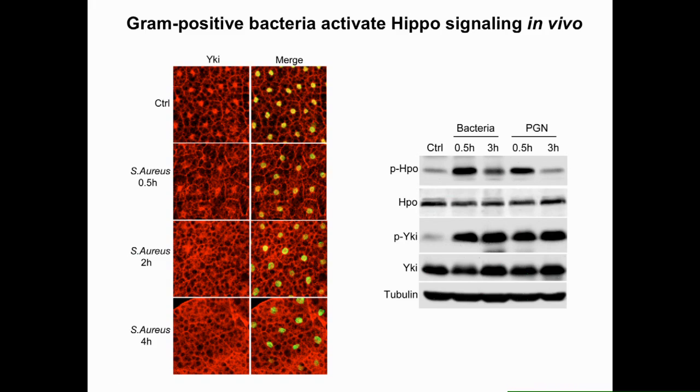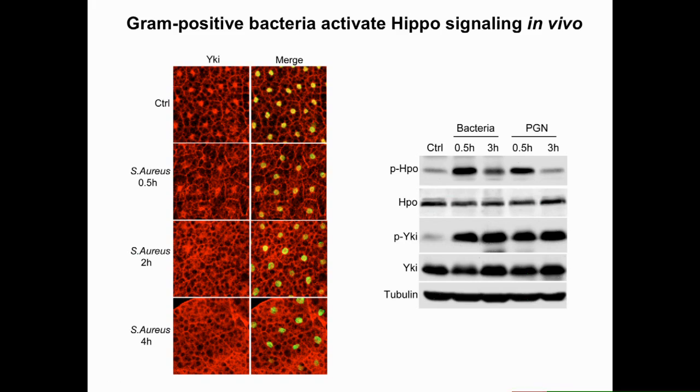I should mention that while there are many upstream regulators that have been implicated to regulate the Hippo core kinase cascade from many genetic studies, most of the studies are static inference based on the loss of function of a certain gene product and how it affects the output of the pathway, without really knowing the temporal scale by which a particular signal may trigger Hippo signaling in a very short time window. So what we are showing here is that gram-positive bacteria can very acutely activate Hippo signaling in intact tissue.